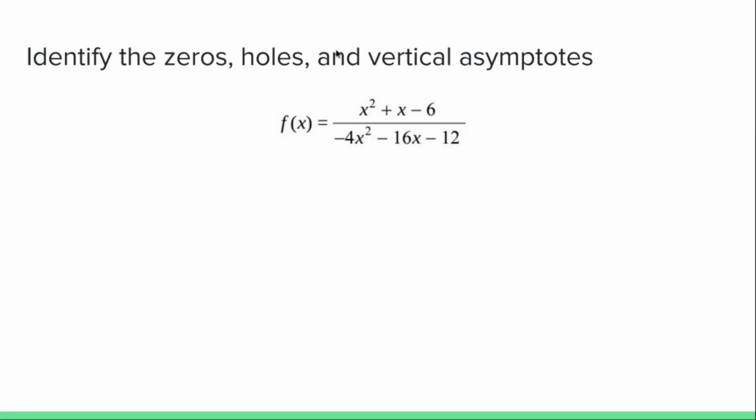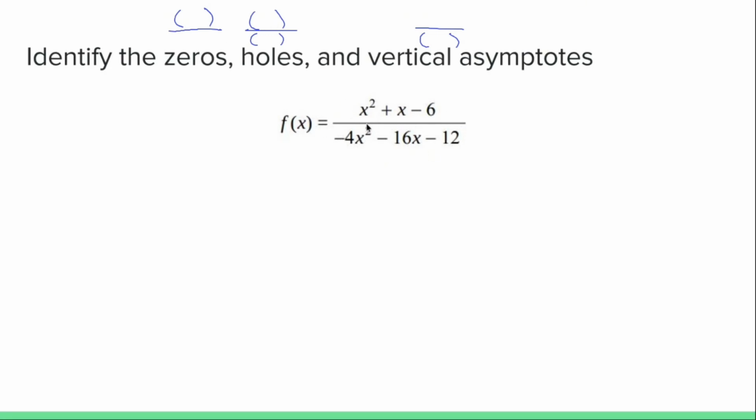Identify the zeros, holes, and vertical asymptotes of this rational function right here. Well, what we need to do is factor this out. And once we factor it out, this is what we look for. Any unique factor that lives in the numerator is going to be a zero. Any unique factor that lives in the denominator is going to be a vertical asymptote. Any factor that is the same in the numerator as the denominator is going to be a hole.